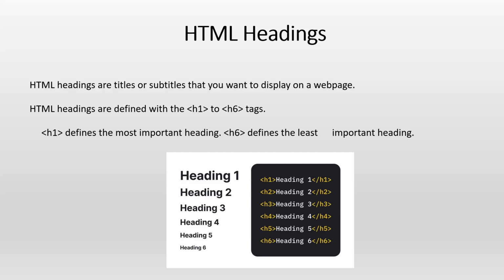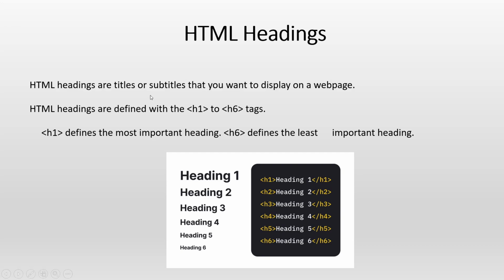So there are six kinds of HTML heading tags, from H1 to H6. H1 defines the most important heading. To put it simply, the bigger the size of the heading, the more important it is, and the smaller the size of the heading, the less important it is.